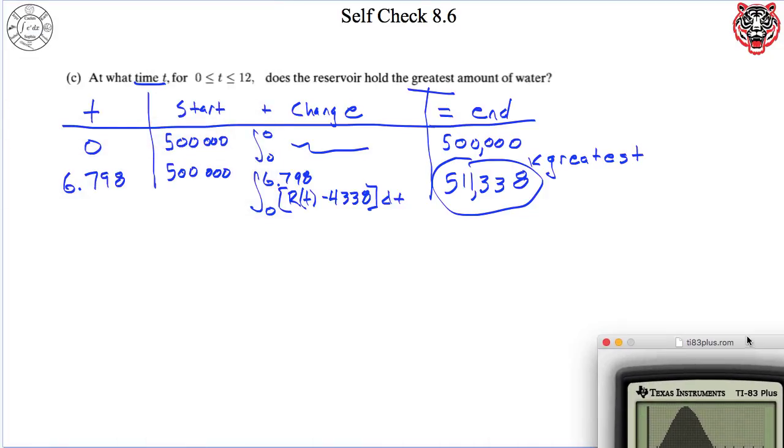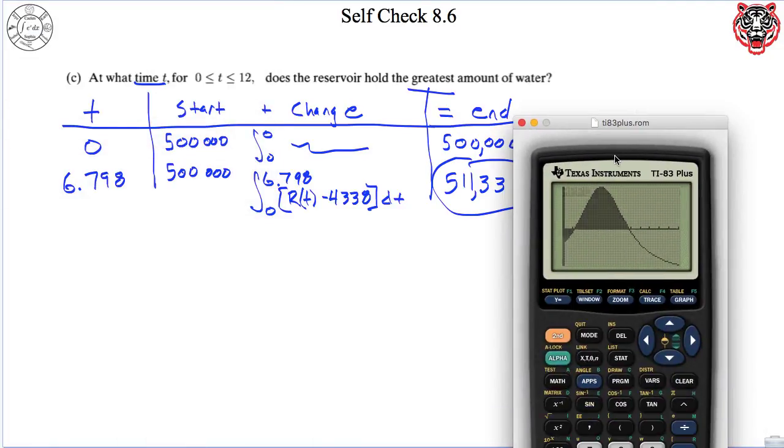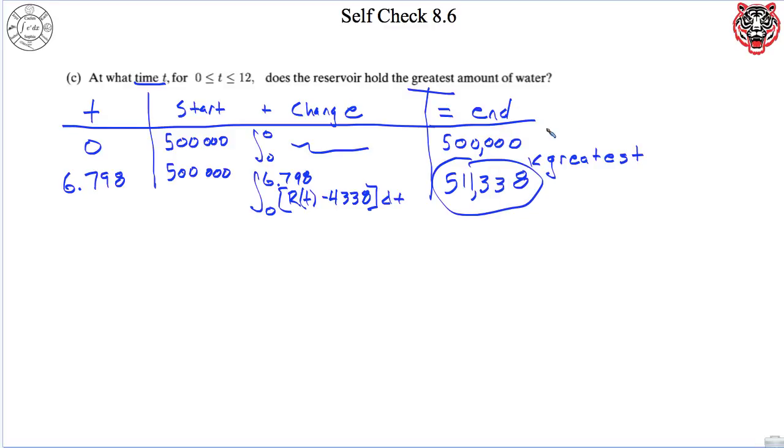And now we need to write our final answer, so I might as well just hide that. Go away. Command H. Okay. So, and it's just asking for time. So at t equals 6.798 hours.